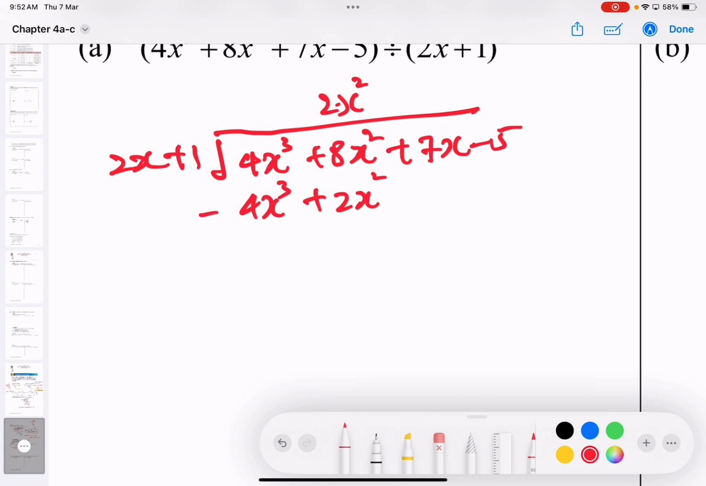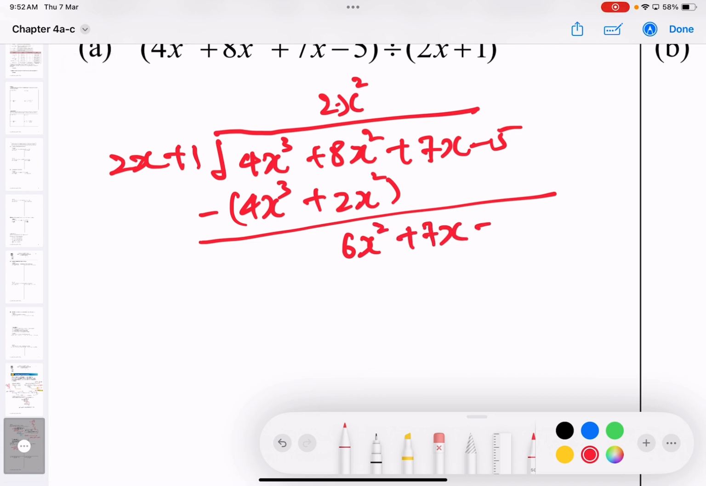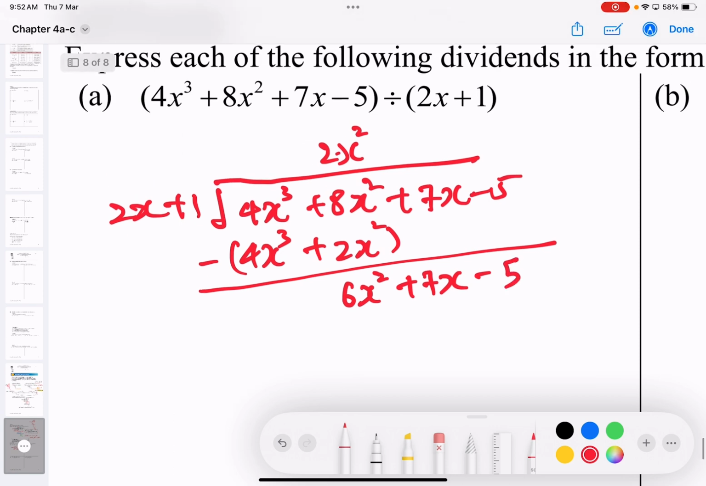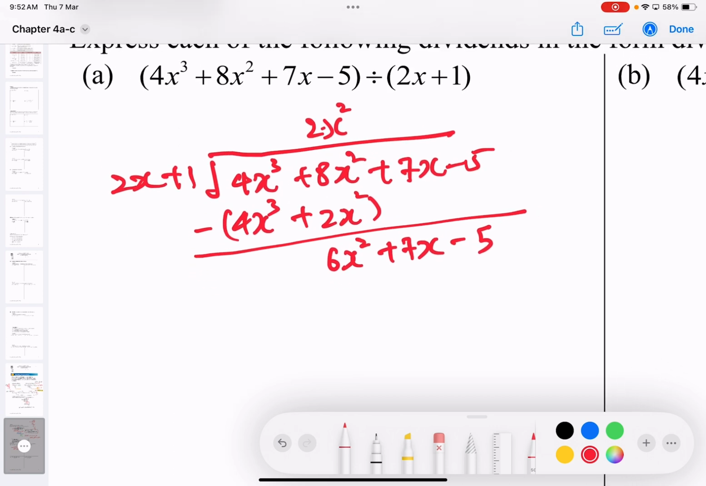Next step, put a minus, bracket the whole thing. The first one is always a 0. 4 minus 4 gives me 0. Next one, 8 minus 2. That gives me 6x squared. The rest, I will bring it down. 7x minus 5. You're going to continue this game again.